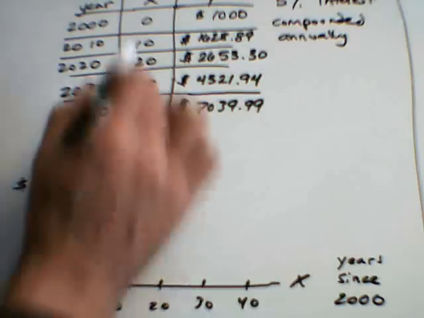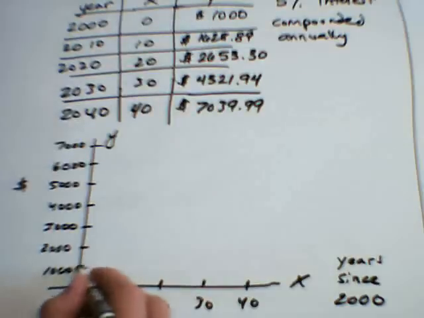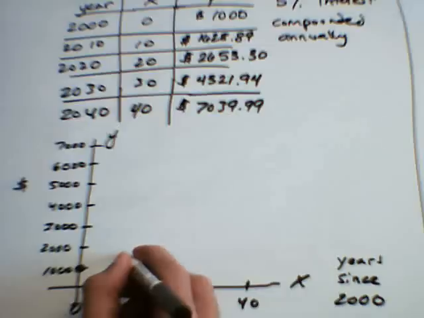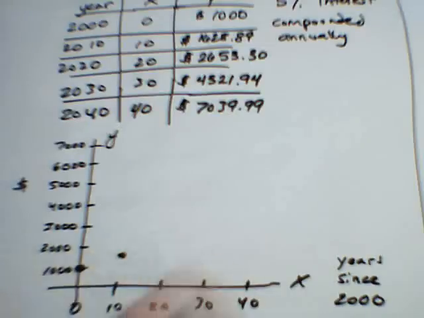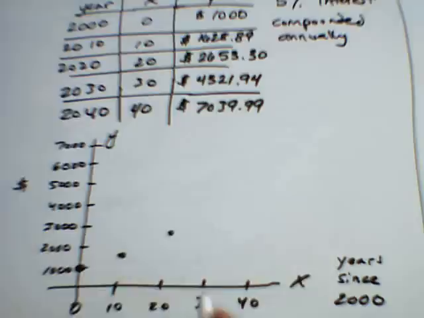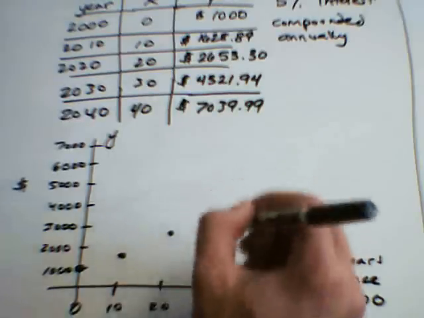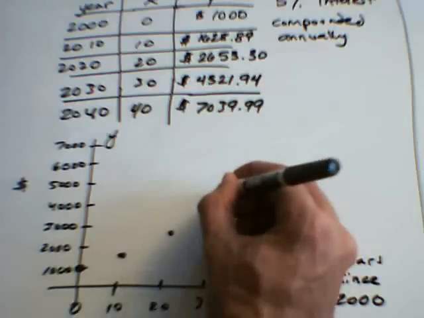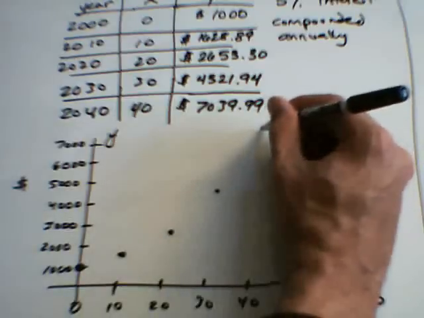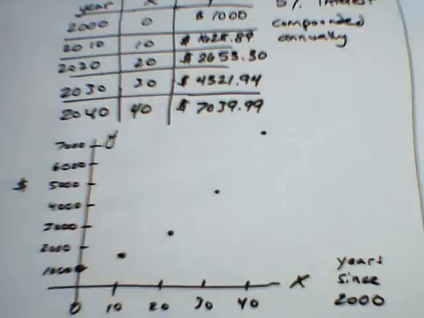So now if we plot our data points in the year 2000, x is 0, y is 1,000, would be our first point. When x is 10, we had approximately 1,600. I'm going to estimate that to be here. The next point, 2653. The next, 4,321. And then finally in the year 2040 we had over 7,000. Put that about right here. What you'll notice here is that this is not a straight line increase, but that it curves upward.